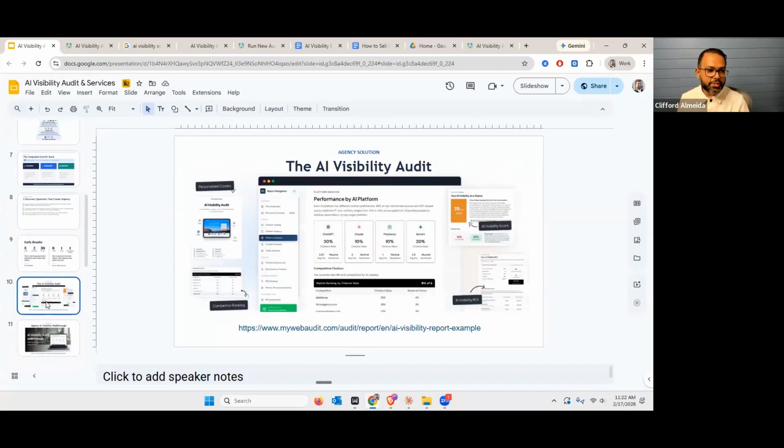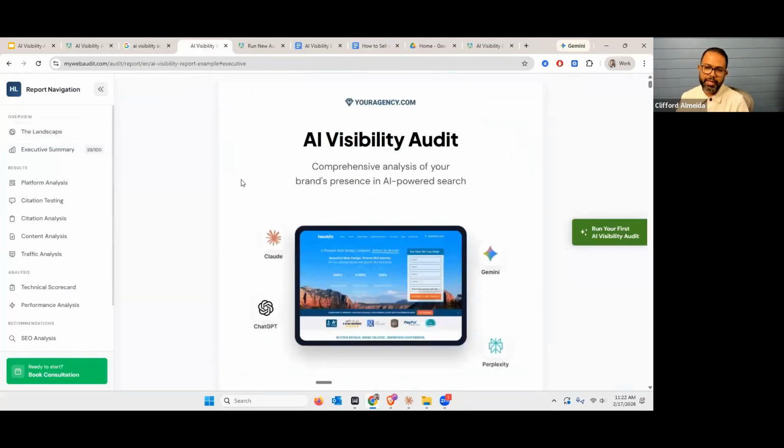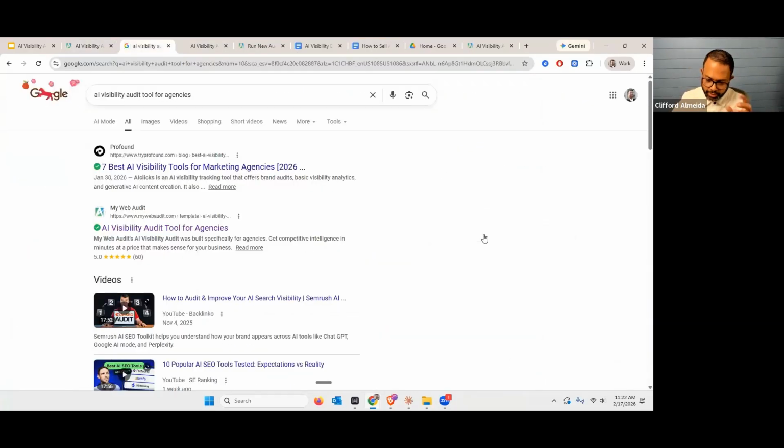So, what is the answer to this for agencies? In my opinion, it is our AI visibility audit. I'm going to go ahead and go to it. We're going to spend about 5 minutes or so just walking through this audit. Another thing I wanted to show you, in case you're wondering how real-life stuff works.